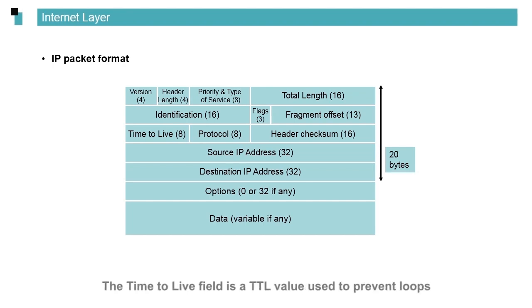The time to live field is a TTL value used to prevent loops. Each time an IP packet passes through a router, the TTL value decreases by 1. When the TTL value becomes 0 on the router at the last hop, the packet is dropped. The last router replies with an ICMP message to the source and informs the source that the packet is dropped.